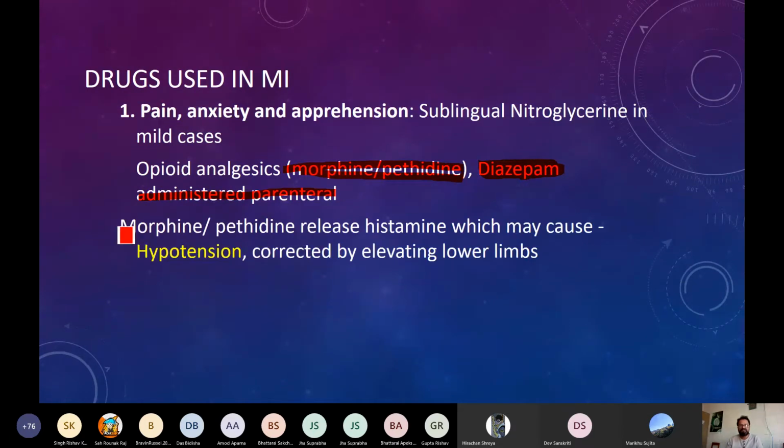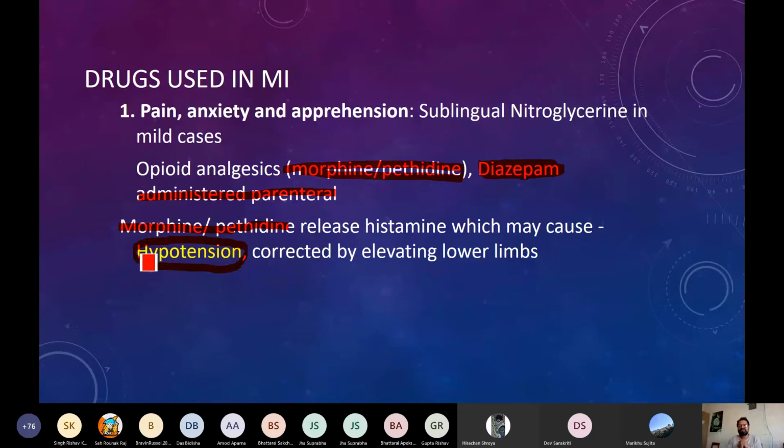So you need to be careful that giving morphine and pethidine causes histamine release, which may cause hypotension. Histamine release will vasodilate. We have already given vasodilation, we give other vasodilatory drugs, and then again we are adding this. So there might be a problem with hypotension. Here, hypotension is a problem. We have to make the heart pump adequately so that the BP doesn't go too low.